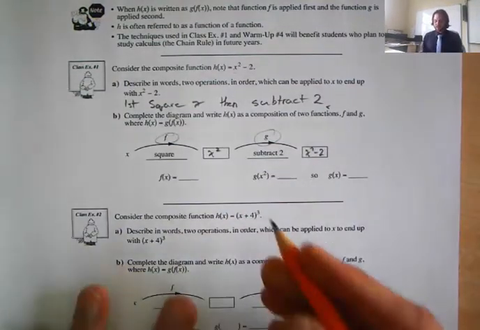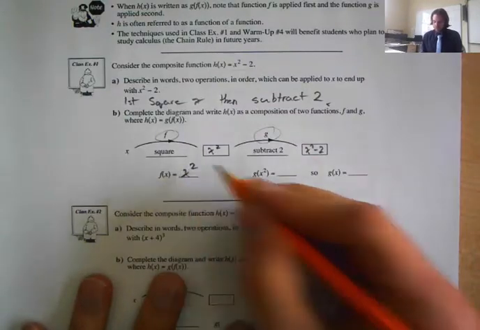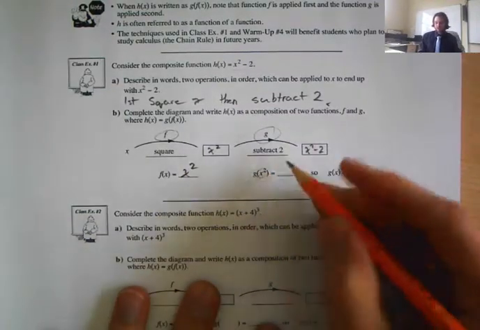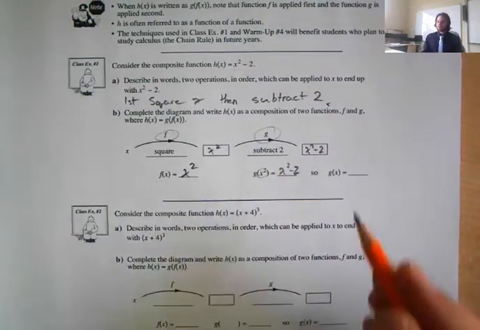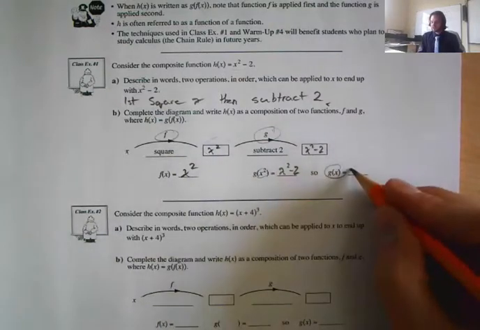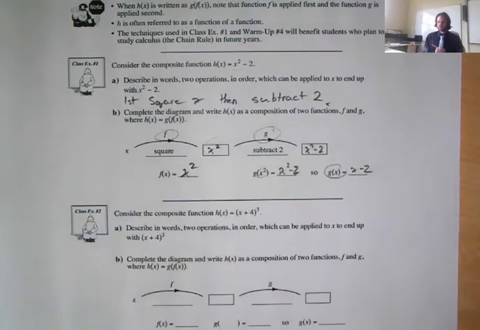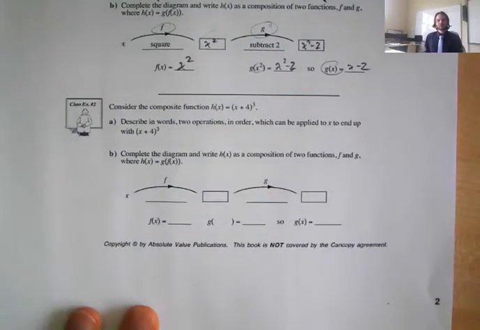So what is the function f of x? That is x squared. What is the function g of x squared? That is x squared subtract 2. Now what happens if we just did g of x with x and we didn't do that? That is just x subtract 2. Okay? Hopefully you get that. We'll do a couple more and it'll get a little bit easier for you. So let's take a look at the next one.